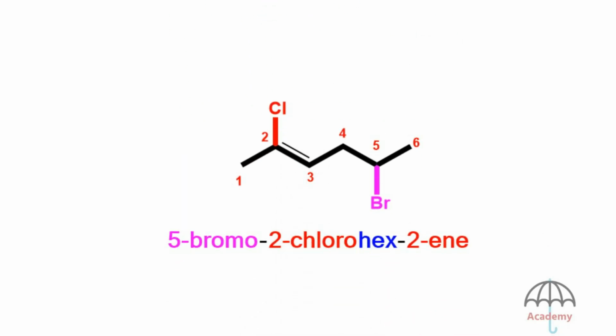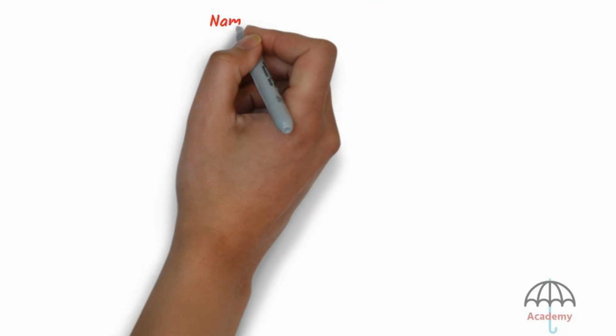Consider this molecule. The numbering is correctly started from the left side, so that the double bond gets number 2. Maintaining the alphabetical order, we get 5-bromo-2-chlorohex-2-ene. Let us now discuss some important points regarding the naming of cyclic alkenes.